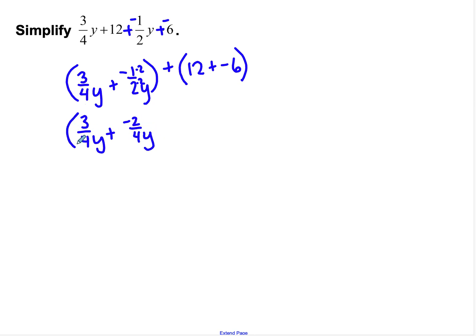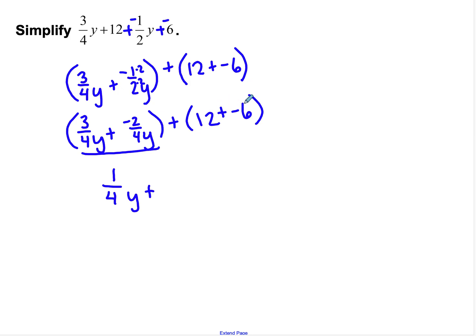Those are like terms. I'm going to keep the parentheses around them. Plus 12 plus negative 6. Okay, so now I'm all ready to combine my like terms. 3/4 y plus negative 2/4 y. 3/4 plus negative 2/4. Different signs, find the difference. 3 minus 2 is 1. More positives, the answer is positive. Denominator stays the same, 1/4 y plus 12 plus negative 6.